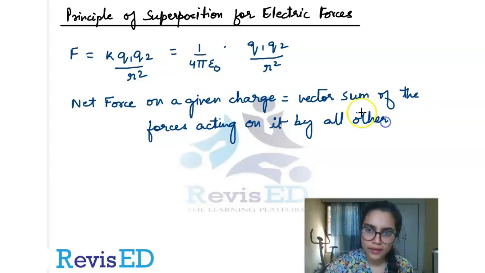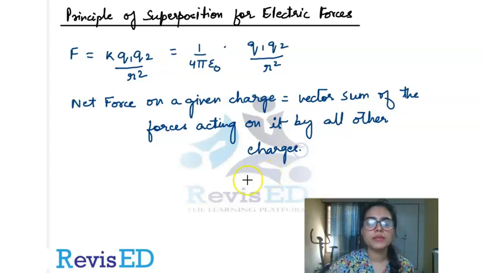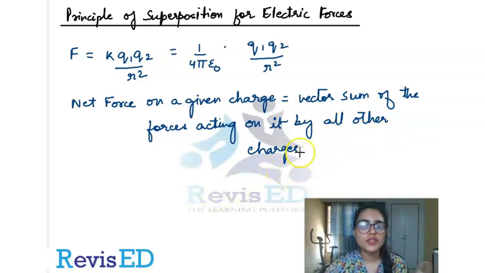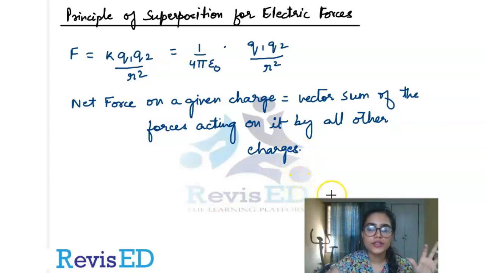So this is what we have discussed. If a body has multiple charges, there are going to be n number of forces. At that time, the net force on a given charge is going to be the vector sum of all the forces acting on the body. Why does the force act? The force acts due to the presence of another charge. That is why we have written the line all other charges. So the effect of all other charges is going to be seen on a charge.